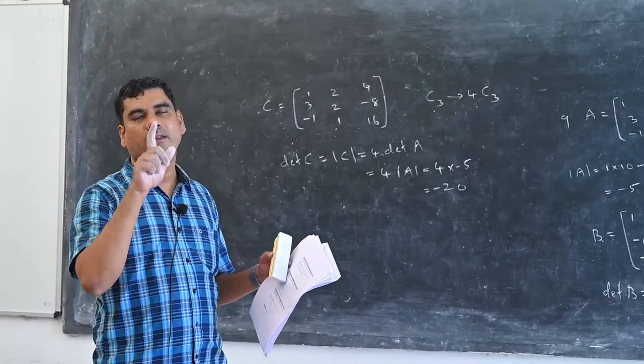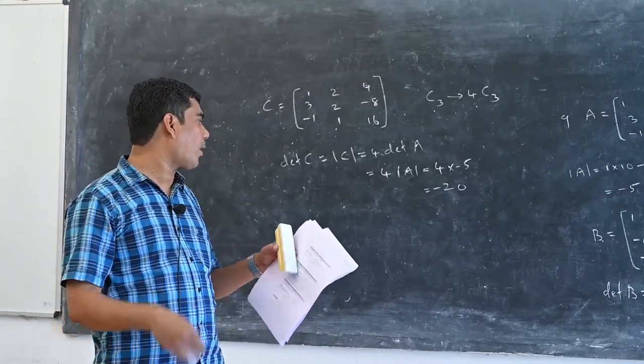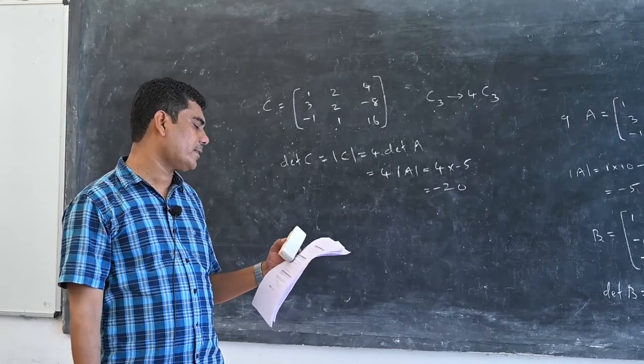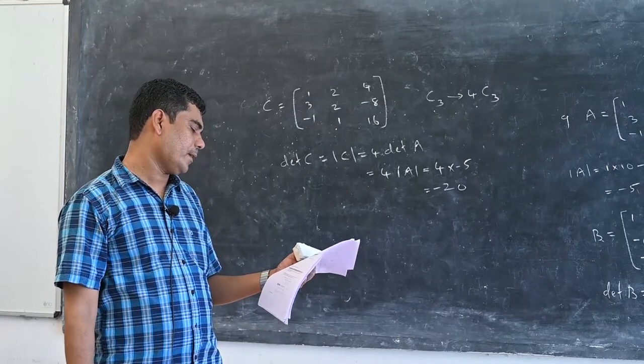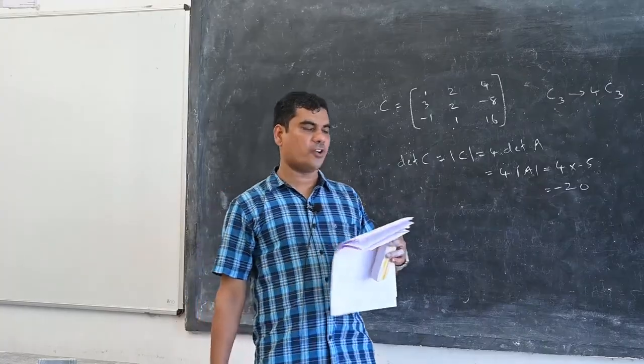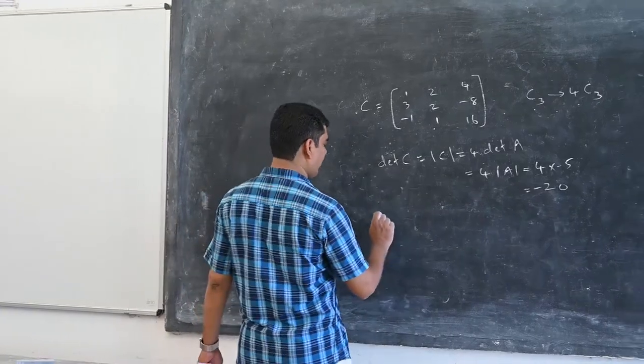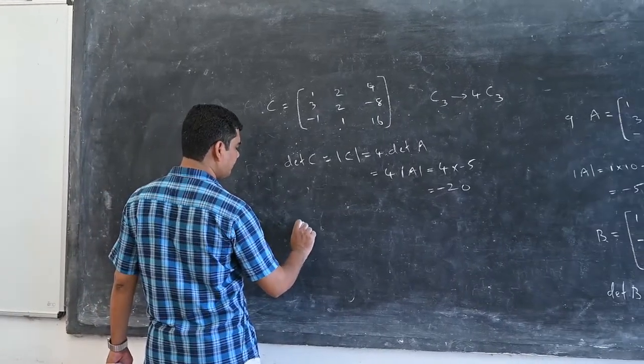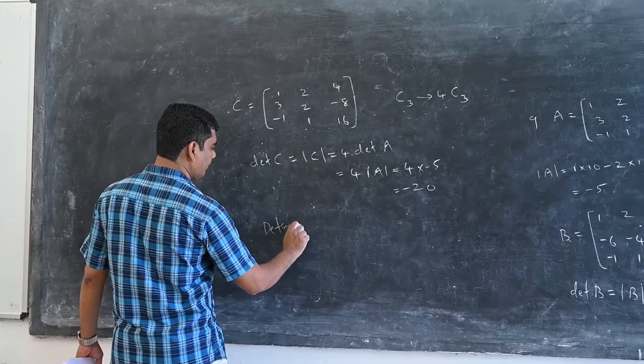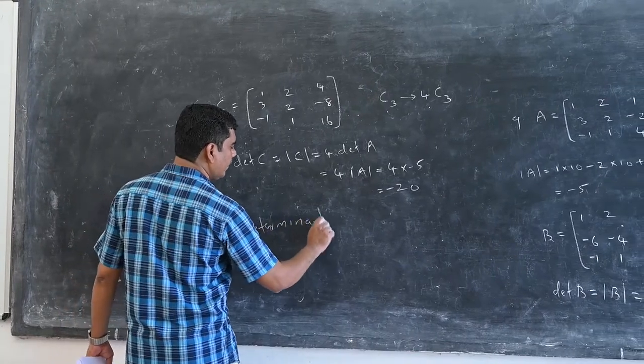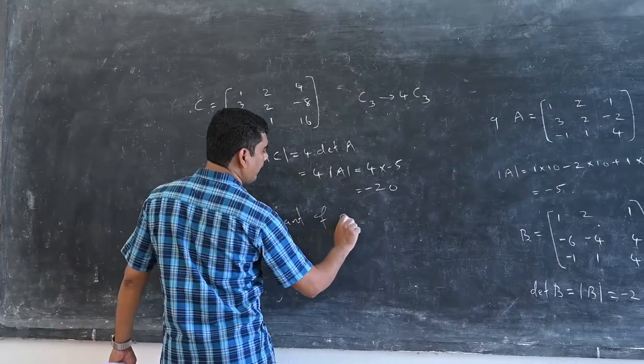Similarly, if you multiply a column by k, then the determinant is multiplied by the number k. Another property is the determinant of a matrix product.